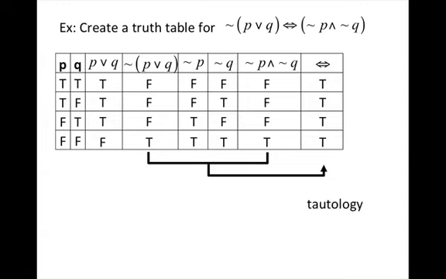Since my biconditional was always true, my original statement, not (P or Q) if and only if not P and not Q, is a tautology. When the final column of your truth table is all true, your original proposition was a tautology.